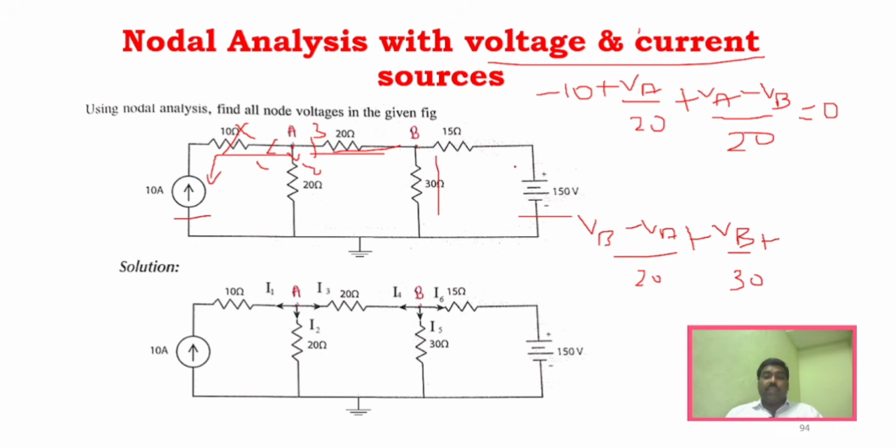And if you take this particular branch, you can see again this is higher potential and this is lower potential, and with this voltage source, it is VB minus 150 divided by 15. These are the two equations, and if you solve these two equations, you will be able to find VA and VB.